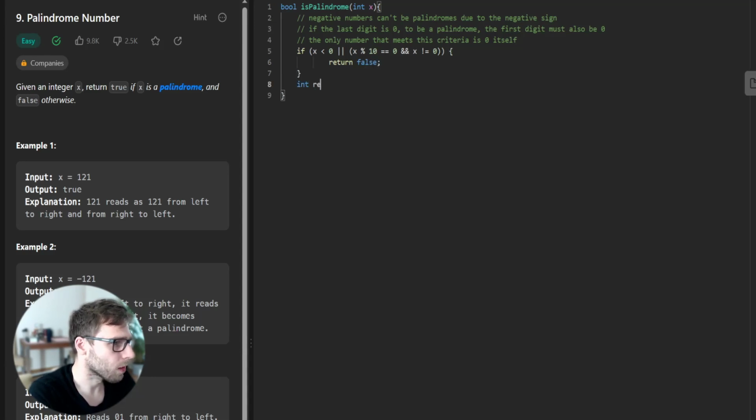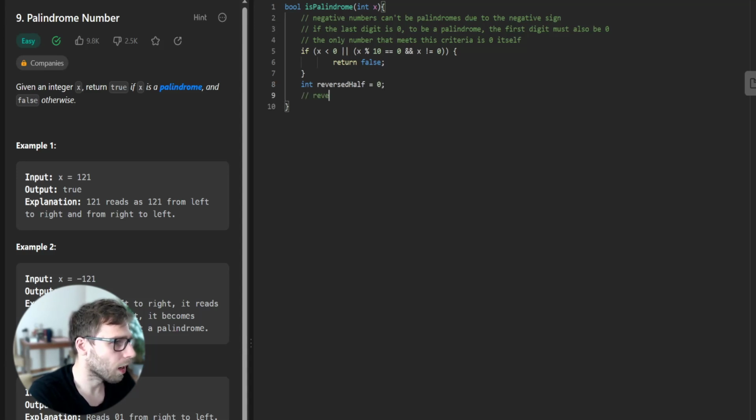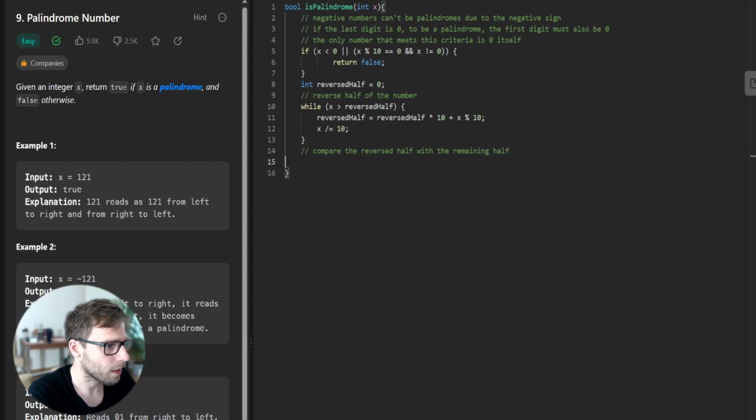Then int reversedHalf equals zero, and we reverse half of the number. While x is greater than reversedHalf, reversedHalf equals reversedHalf times 10 plus x modulo 10, and x equals x divided by 10. Then we compare the reversed half with the remaining half.